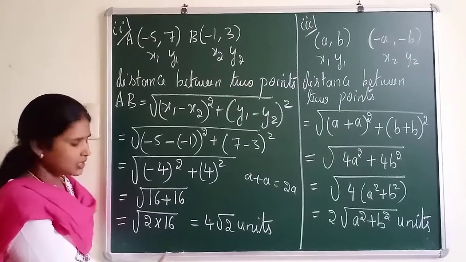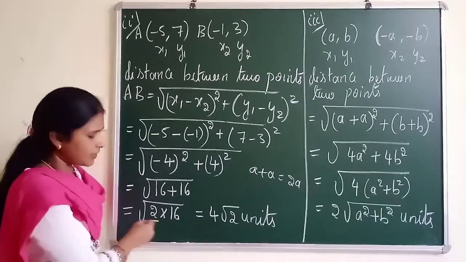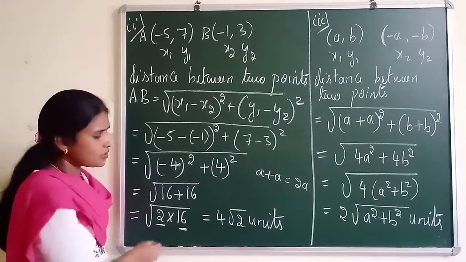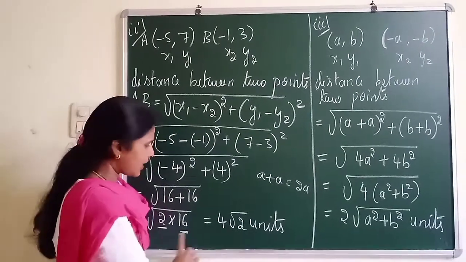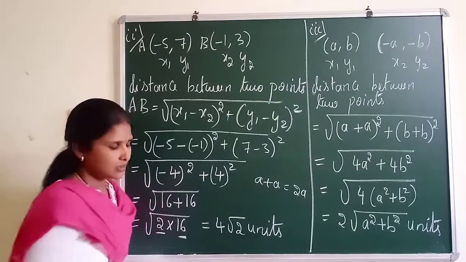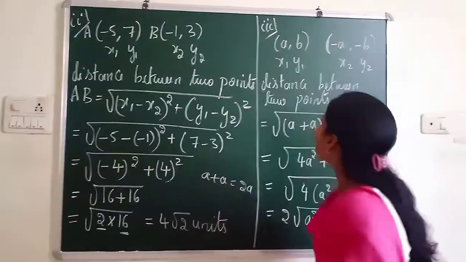So this will be a shortcut. 2 into 16. 2 is not a perfect square, keep it as it is. What is the square root of 16? 4. So you can write it as 4 root 2 units. And the next question is the third one.